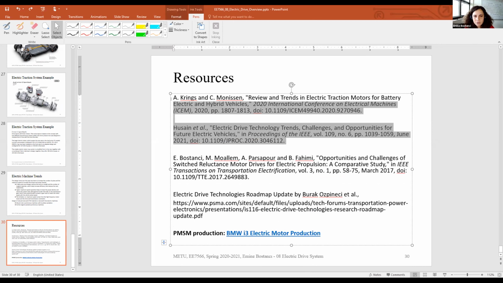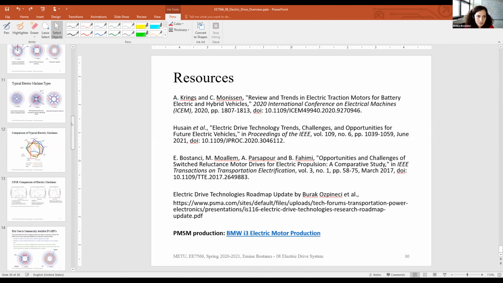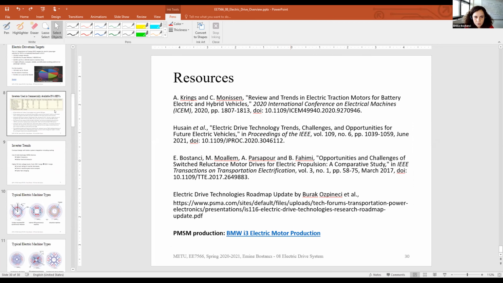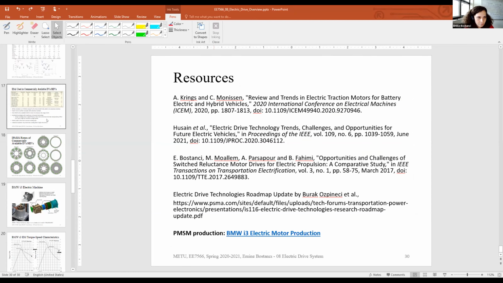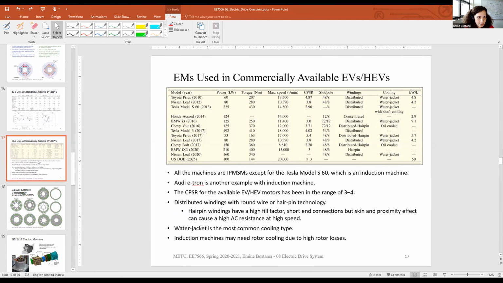The results that you are going to see in the tables in the slides are taken from these papers, and both of them are good papers from which you can learn a lot about current EVs and hybrid electric vehicles. What I'm going to show is taken from this one, Electric Drive Technology Trends, Challenges and Opportunities. It's the electric machine part. Okay, it is here.